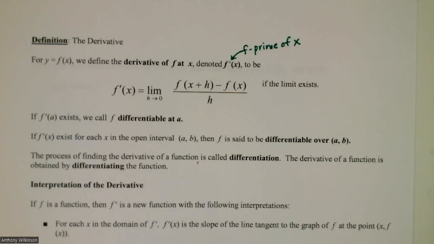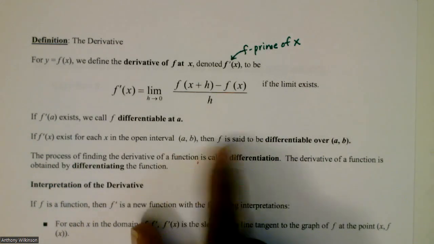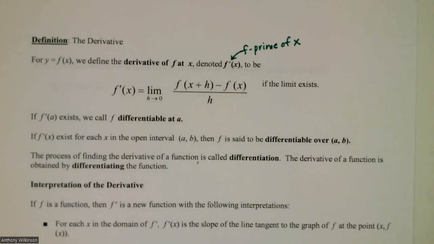And if f prime of x exists for each x in the open interval a comma b, then we can say that f is said to be differentiable over the open interval a comma b. The process of finding the derivative of a function is called differentiation. The derivative of a function is obtained by differentiating the function itself.